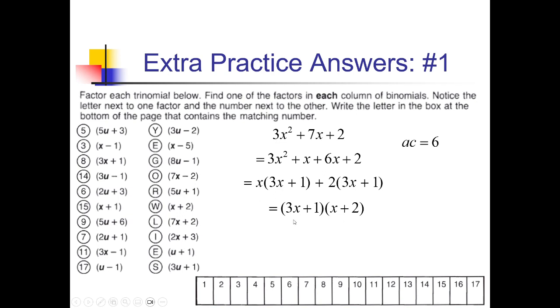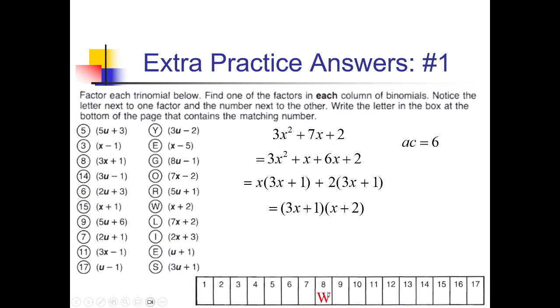Now I'm going to look over here and see if I can match those up. So I need a 3x plus 1 and an x plus 2. Here's the 3x plus 1 under 8. And then the x plus 2 in the other column is over here under W. So I'm going to put a W in spot number 8.